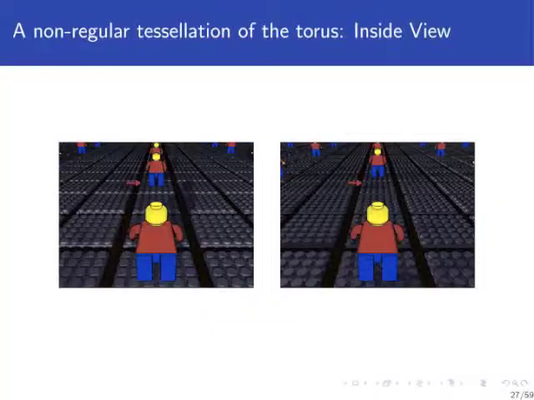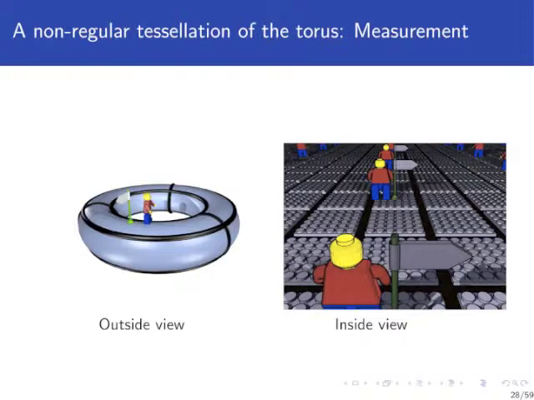And that means that the property of being a regular tessellation is violated. This is not a regular tessellation. So here's another way of seeing that it's not a regular tessellation.